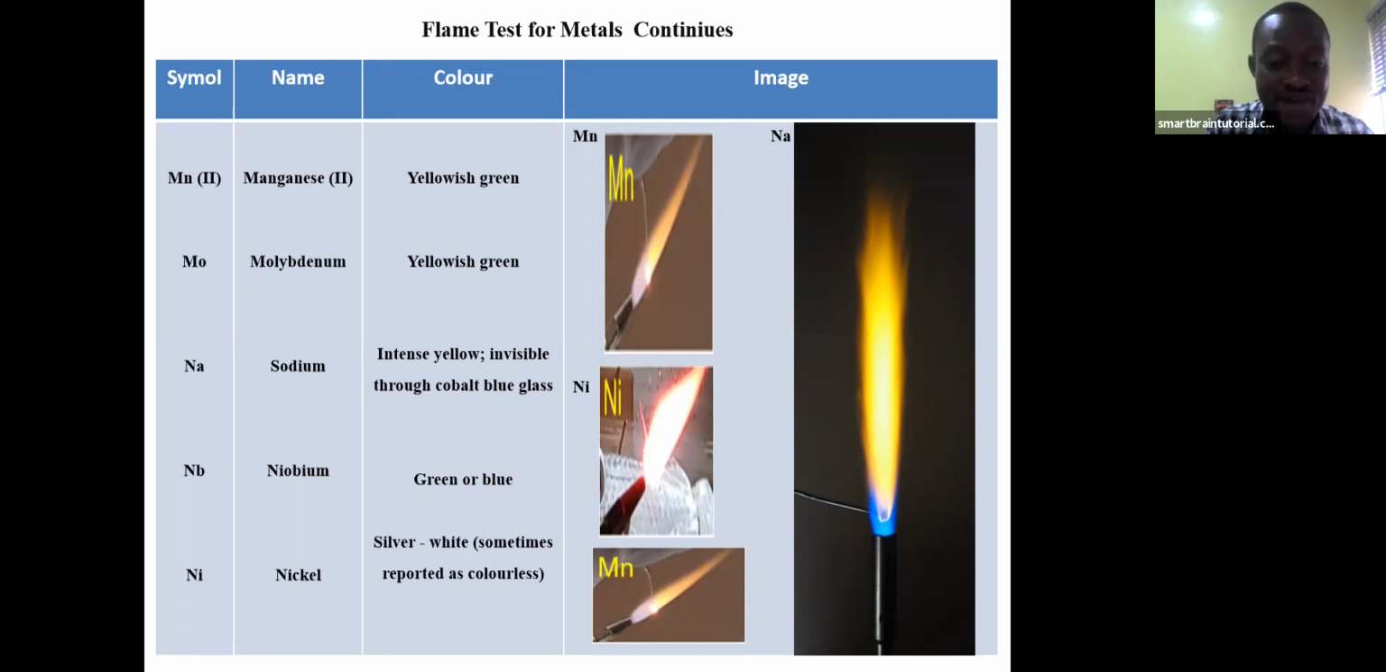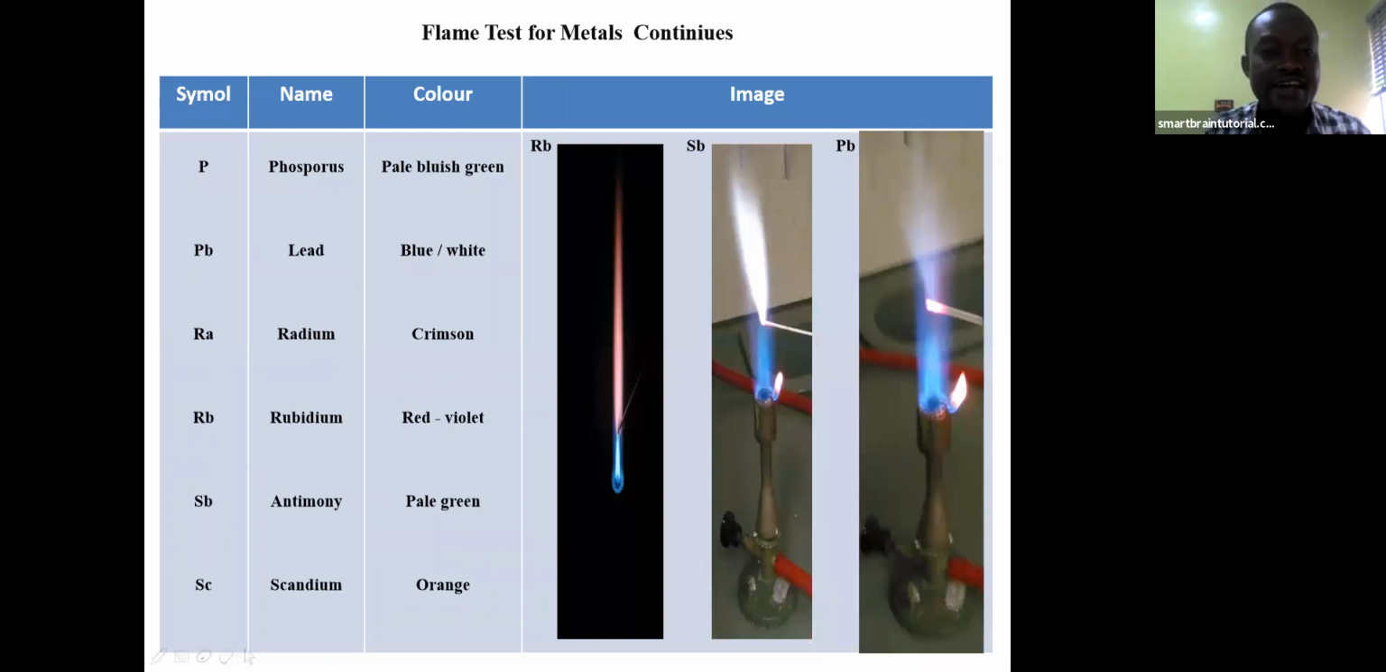Then we have manganese. Manganese, we say, will also give a yellowish green, which is the same color as molybdenum. At the base here, it is giving its yellowish green, which is pale green. Next, we have sodium. It gives intense yellow. You can see how bright it is, giving intense yellow. This is the platinum wire. The sample that is being tested is here, and the color displayed at its surface, you can see, is perfectly yellow.